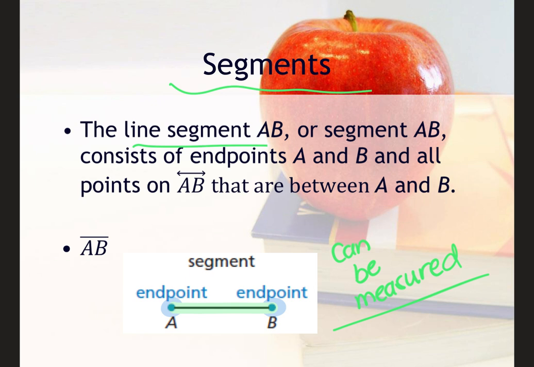And you name this segment by just saying the 2 letters. So AB is a way to name this segment, or a segment symbol over the AB, or the word itself, segment.